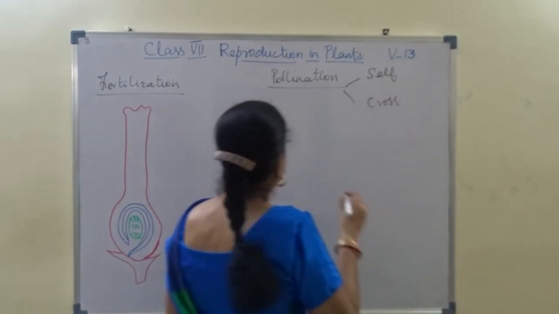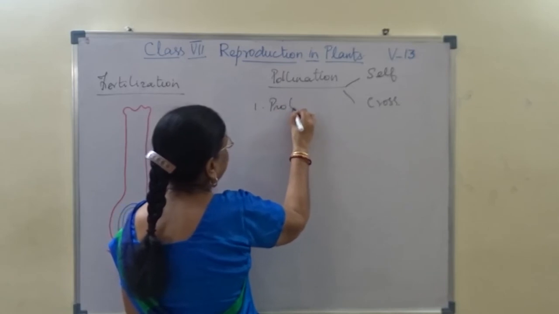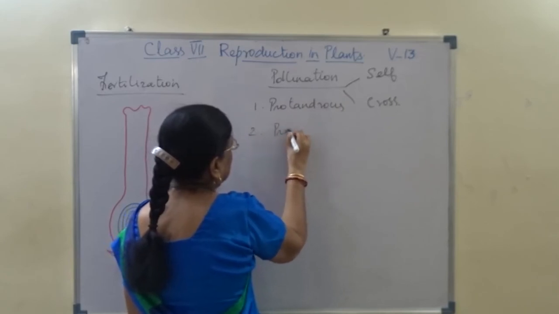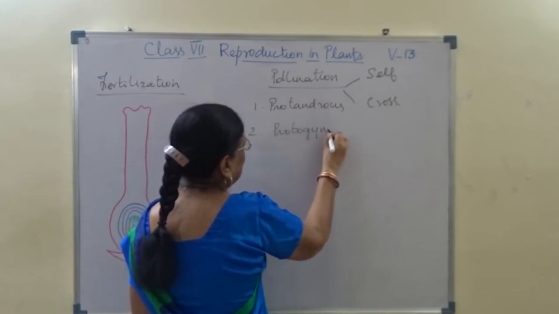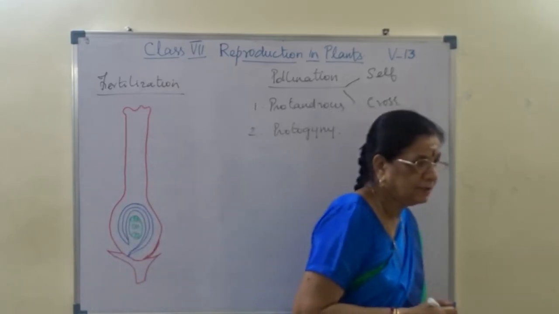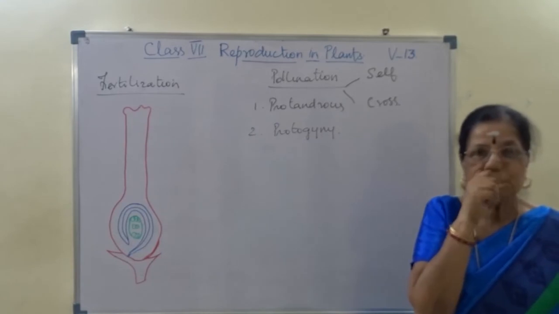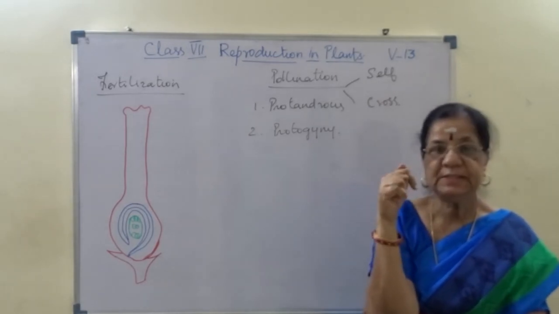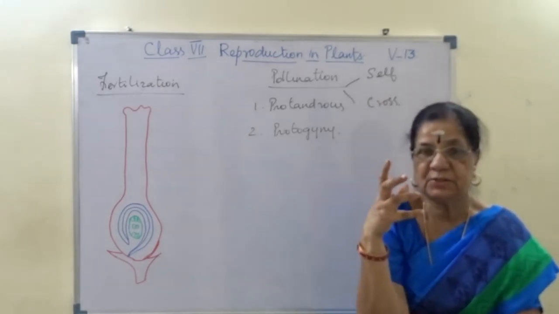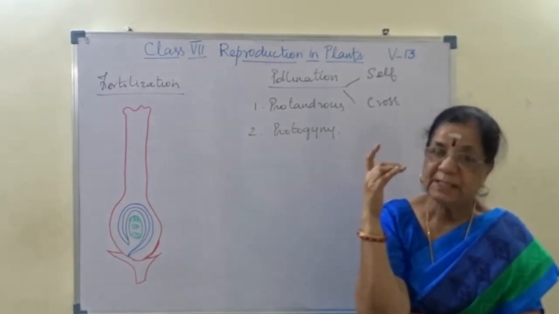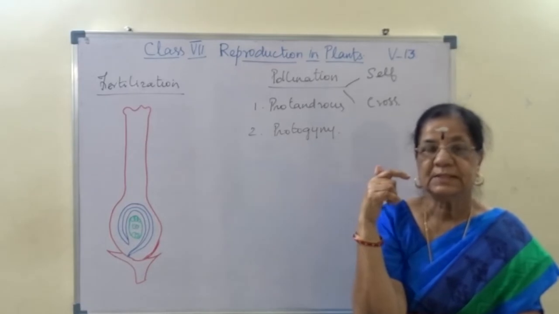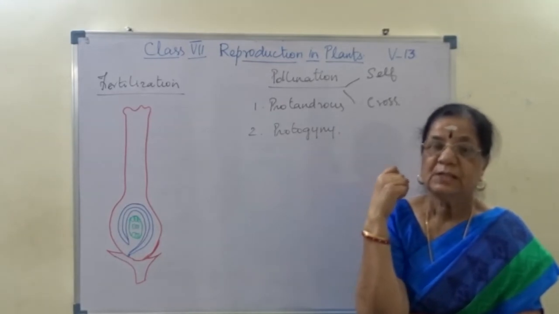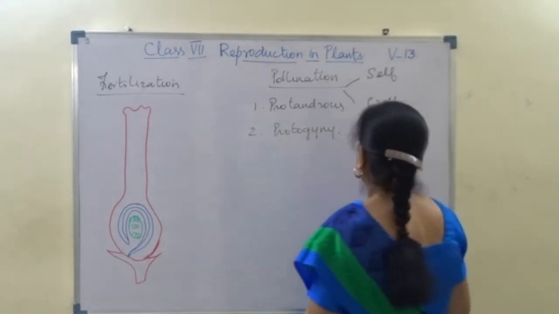Okay, now you have learned one term, protandrous and protogynous. Normally in self-pollination, for the pollen grain to reach within the same flower, it needs some agents to reach the stigma, to take the pollen grain to the stigma. So there are some agents, they are called pollinators.